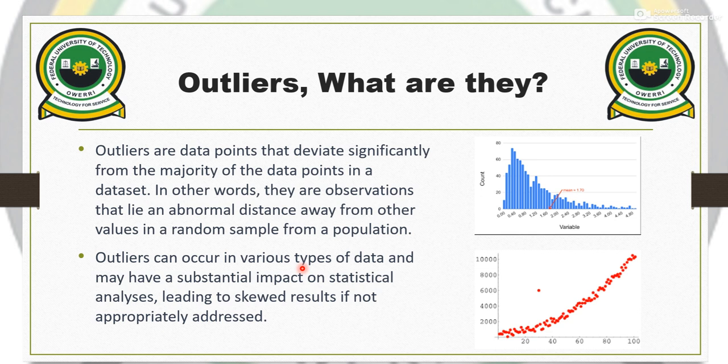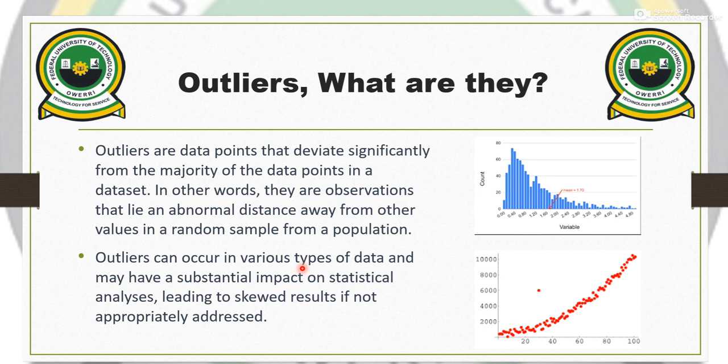Now I made mention of a student writing 90 years when other persons are writing 20, 15 and so on and so forth. That particular incident is what is called an outlier. Now outliers are data points that deviate significantly from the majority of the data points in a data set. In other words, they are observations that lie an abnormal distance away from other values in a random sample from a population.